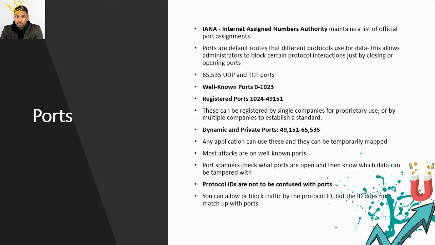Well-known ports are 0 through 1023, and registered ports are 1024 through 49,151. These can be registered by single companies for proprietary use or by multiple companies to establish a standard. Dynamic and private ports are 49,152 through 65,535. Any applications can use these and they can be temporarily mapped. Most attacks are on well-known ports. Port scanners check what ports are open and then know which data can be tampered with. Protocol IDs are not to be confused with ports. You can allow or block traffic by a protocol ID, but the ID does not match up with the ports.